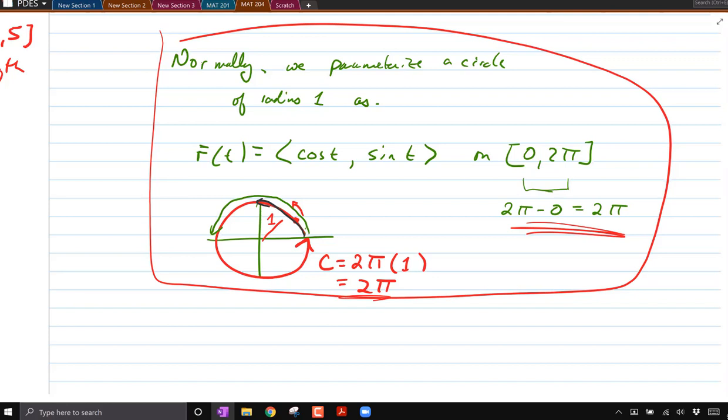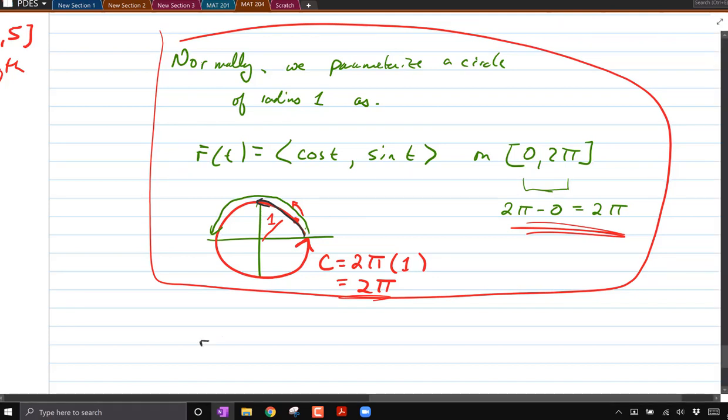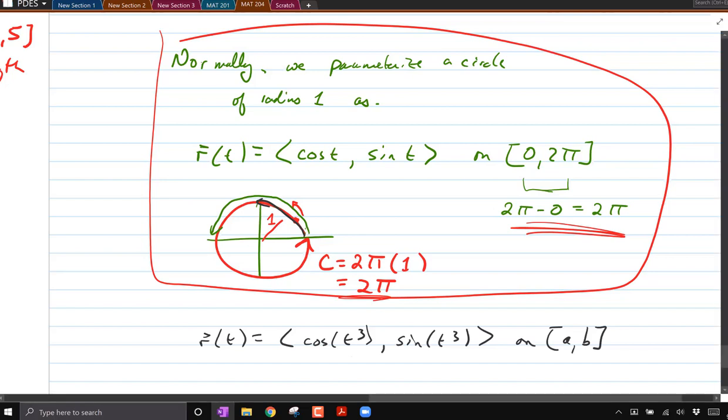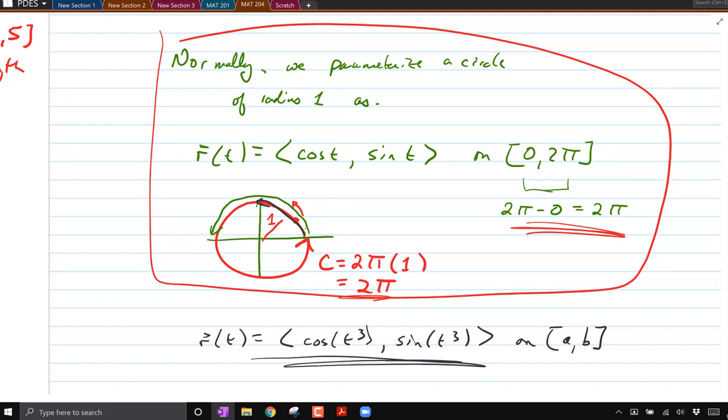So could you parameterize a circle other ways? Yes, you could. Here's another parameterization. You could say r of t is equal to the cosine of t cubed, comma, sine of t cubed, and then you'd have to find some new interval. I'm not going to give it because I can't come up with it off the top of my head, but that would still give you a parameterization for a circle. So this is still a circle, but you'd be traveling too fast to be able to use the arc length parameterization advantageously, and things are much more difficult to work with then.